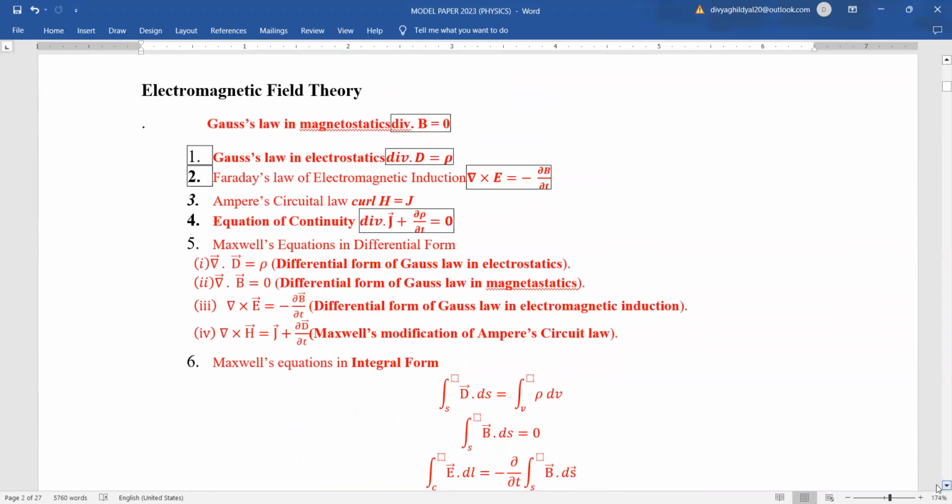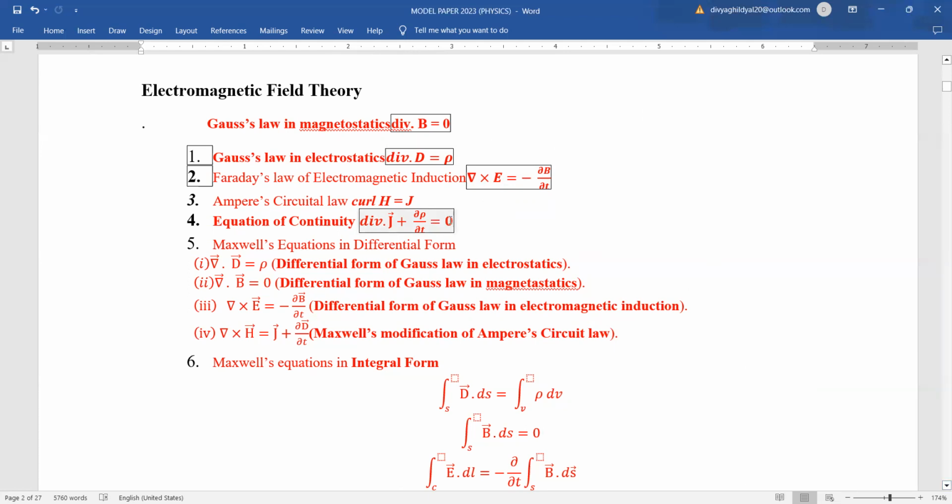Electromagnetic theory, you should remember Gauss law of magnetostatics, divergence B equal to 0, Gauss law of electrostatics, divergence D equal to rho, where D is displacement current, rho is charge. Faraday's law of electromagnetic induction, del cross E is equal to minus del B by del T, where E is electric field intensity and B is magnetic field intensity. Ampere's circuital law, curl H is equal to current density J. Equation of continuity, divergence J plus del rho by del T is equal to 0.